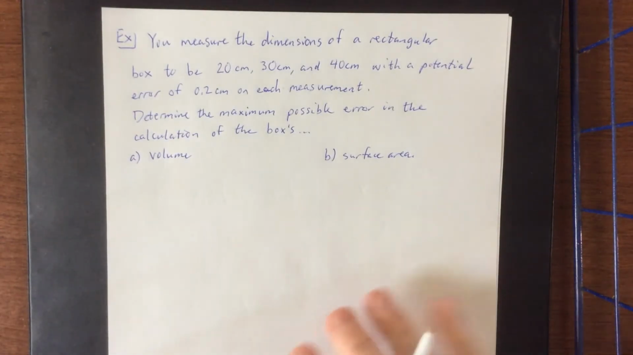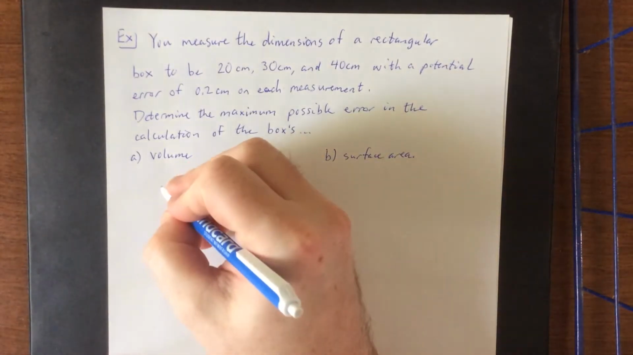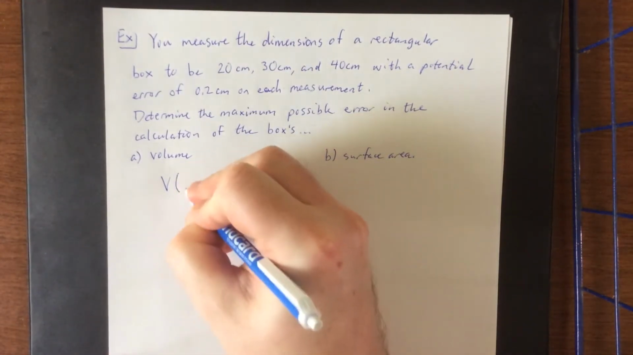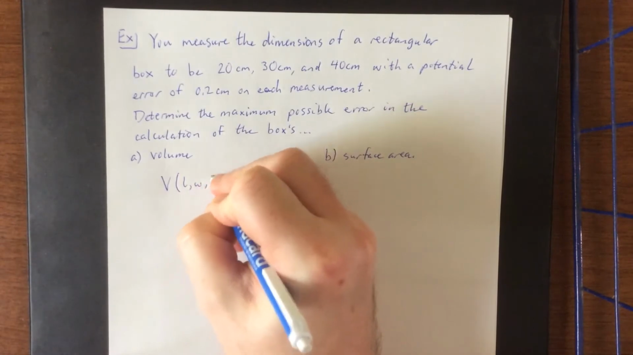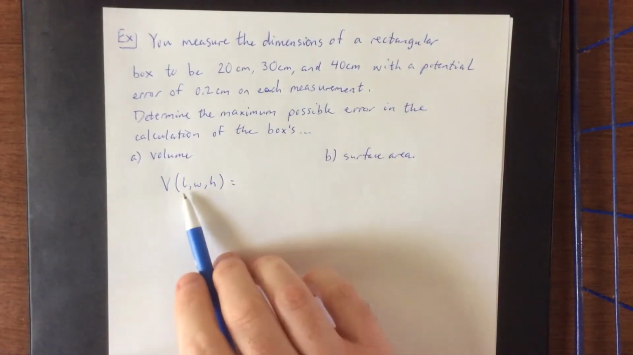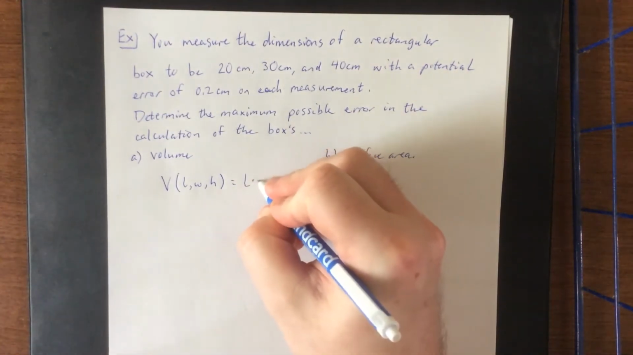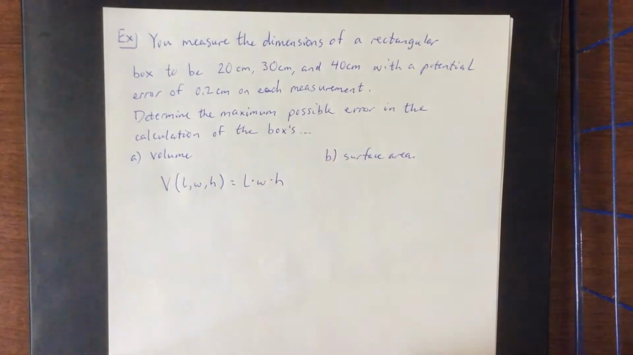So we're going to split this up into two problems, and we're going to deal with the volume first. First thing we'll need to do is define the volume as a function of the three measurements associated with a rectangular box. That would be the length, the width, and the height. The volume of a box is simply going to be the product of those three quantities. Now, the total differential of this volume is going to represent the maximum possible error.